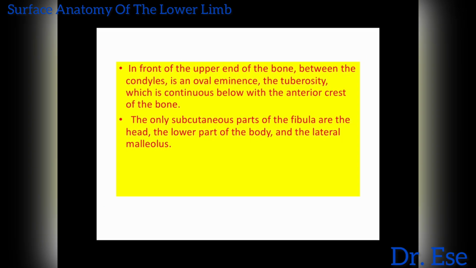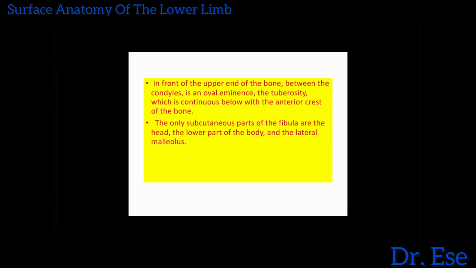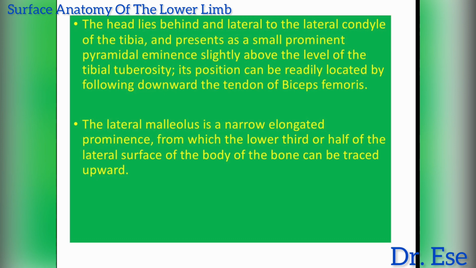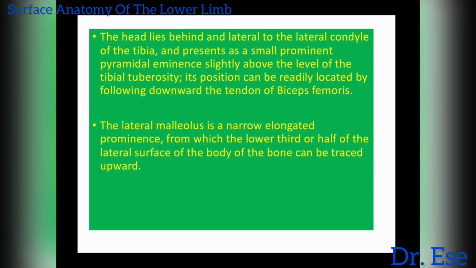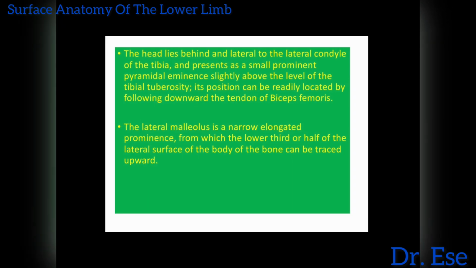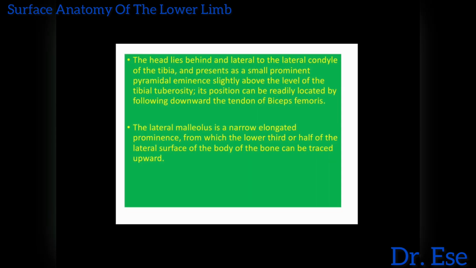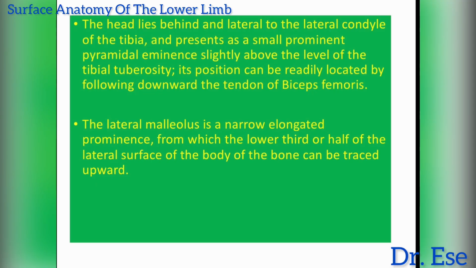Then the only subcutaneous parts of the fibula are the head, the lower part of the body, and the lateral malleolus. The head lies behind and lateral to the lateral condyle of the tibia and presents as a small prominent pyramidal eminence slightly above the level of the tibial tuberosity. Its position can be readily located by following downward the tendon of biceps femoris. Then the lateral malleolus is a narrow elongated prominence from which the lower third or half of the lateral surface of the body of the bone can be traced upward.